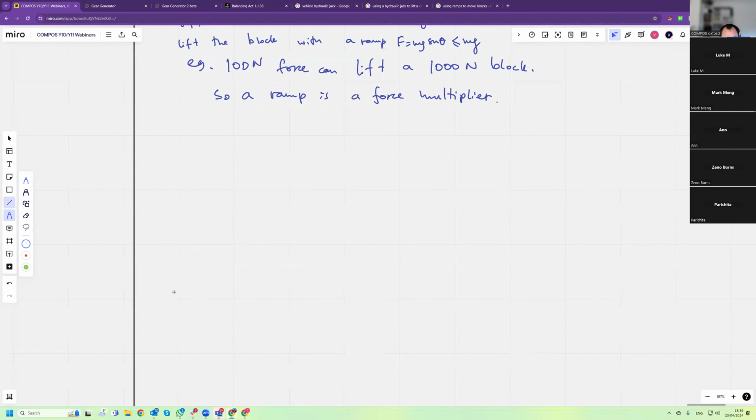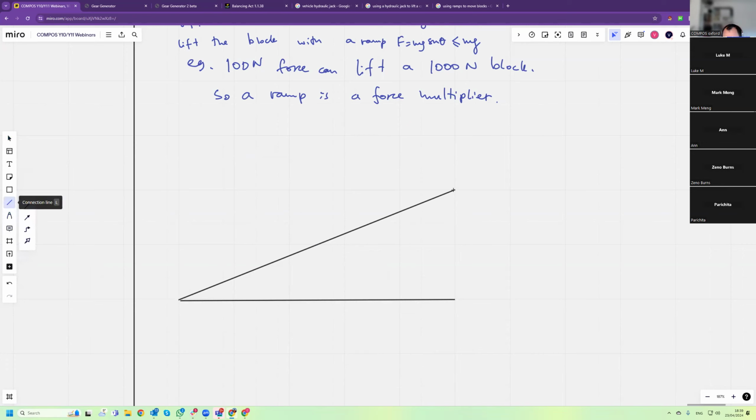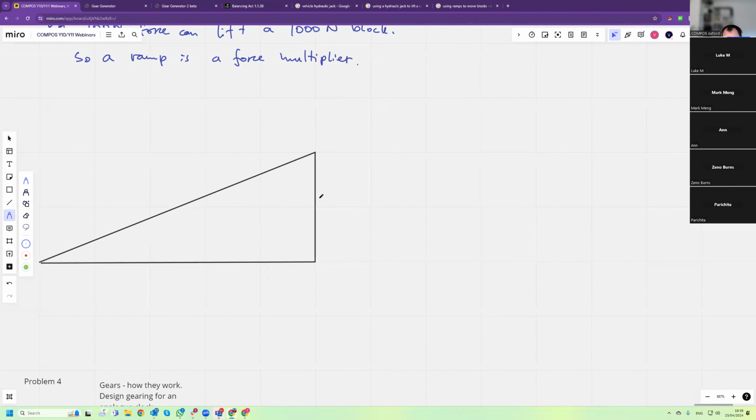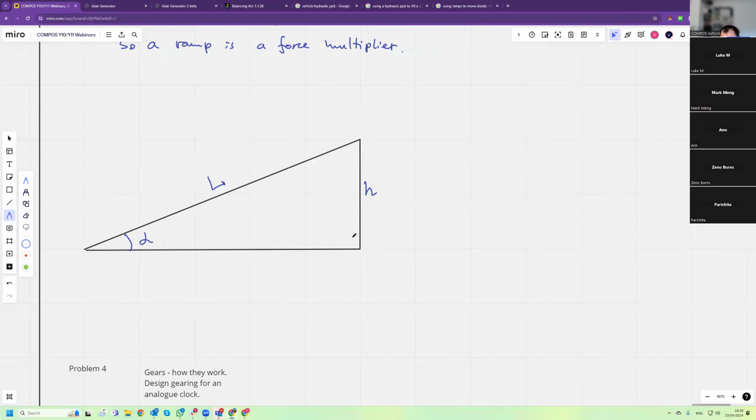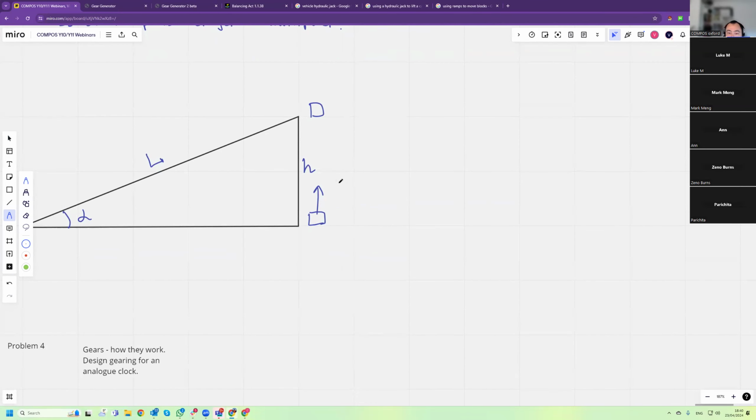Let's say we have a ramp and it has an angle. The height of the ramp is h, the length of the ramp is L, and the angle is alpha. How much work do you need to do if you want to lift a block from the bottom to the top directly? How much work? Can somebody help me with that?